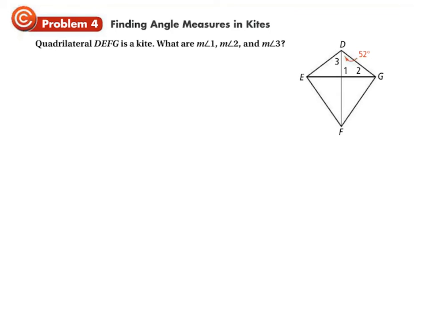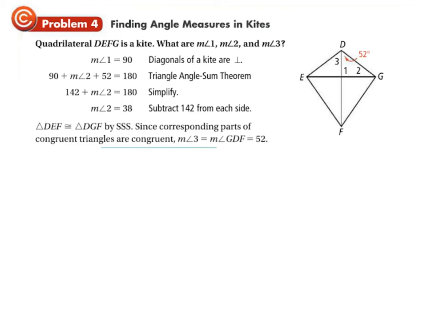All right, so we've got quadrilateral DEFG here, and it is a kite, we know that. So what are the measures of angles 1, 2, and 3? Well, because we know that it's a kite, it has certain features. Very specifically, the measure of angle 1 is always going to be 90 because you're hitting it perpendicularly. And of course, we know that two of the angles in a triangle, this is 90, this is 52, so we can calculate that the measure of angle 2 is 38.